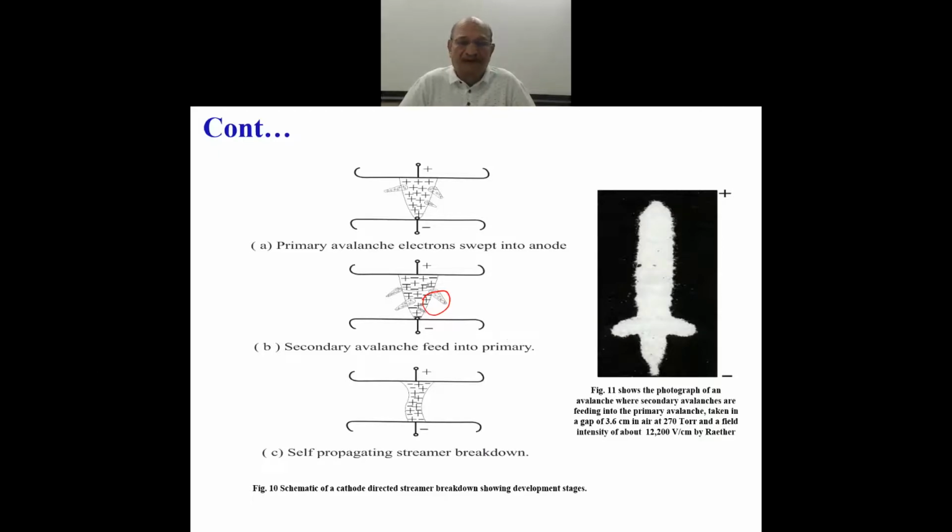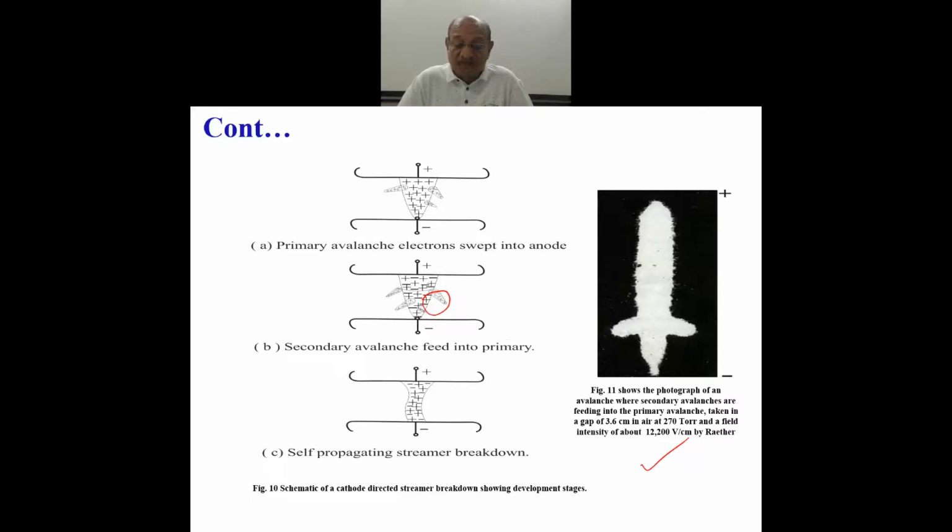Most interesting, I love this figure. This is a photograph explaining the streamer mechanism taken by Raether. You have seen a photograph of a single avalanche earlier. That was a below critical amplification avalanche. And this photograph has been taken in a longer gap distance, accomplishing the breakdown with a single avalanche.